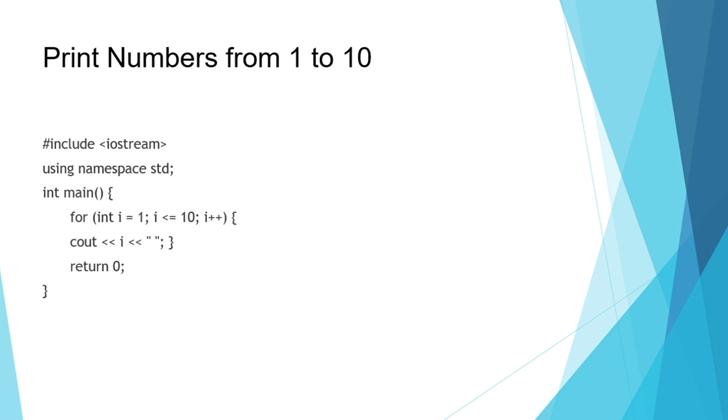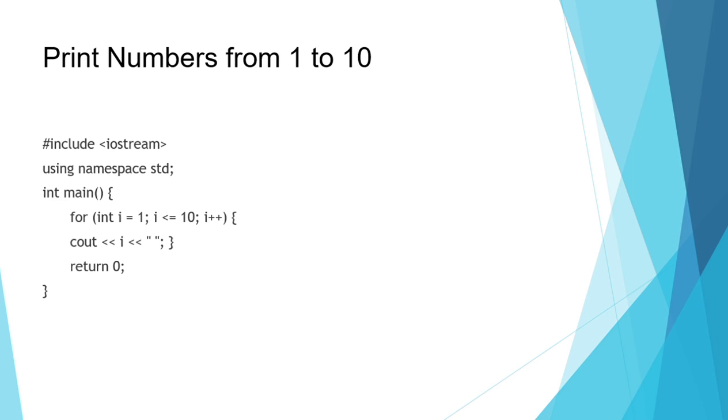This is a for loop that iterates from 1 to 10 and performs the code inside the curly braces each time. Let's break down the components of this loop. Initialization: int i = 1. This initializes the loop counter variable i to 1. This is the starting value of i when the loop begins.